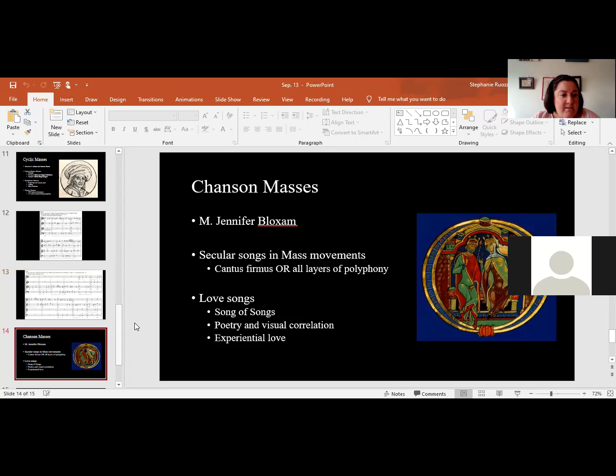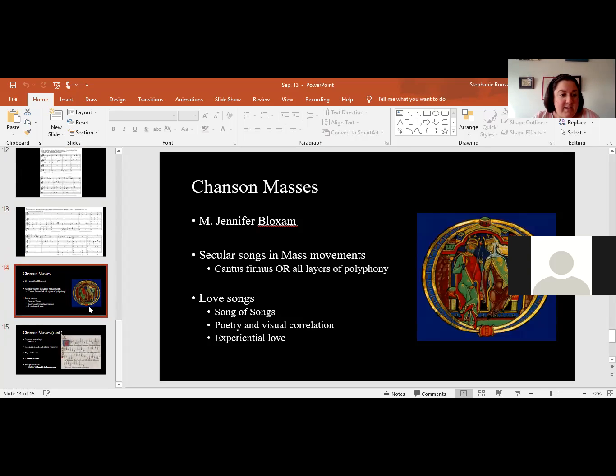Good. Okay. So a specific type of cyclic mass is the chanson mass. And here I have to cite my sources. I want to give credit to a scholar named Jennifer Bloxam, who has written extensively on this topic. In fact, she's kind of the defining voice talking about chanson masses. So credit to her. Check her reading out.